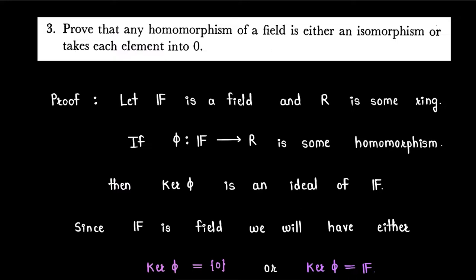In this video, I am going to solve an exercise question from the book Topics in Algebra, chapter 3, Ring Theory. The question is: prove that any homomorphism of a field is either an isomorphism or it takes each element into 0.